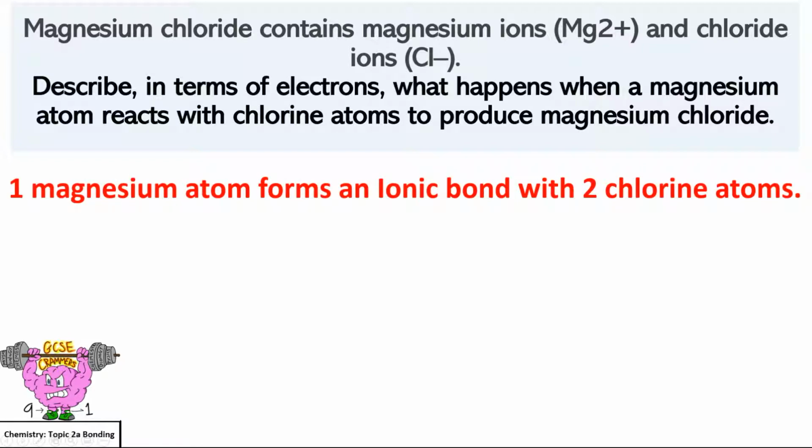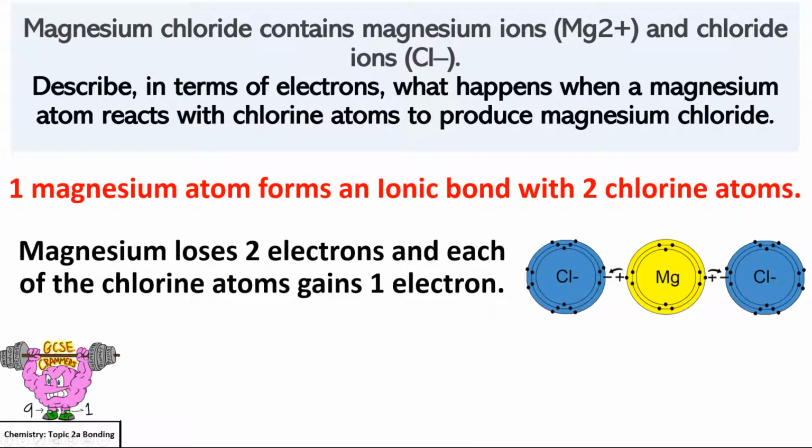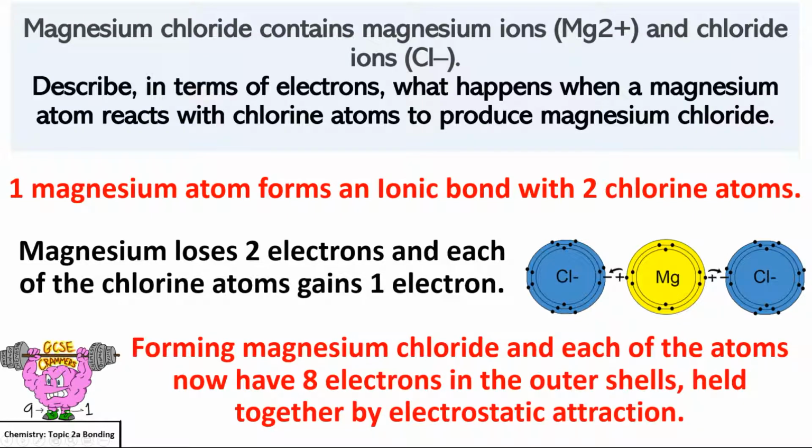One magnesium atom forms an ionic bond with two chlorine atoms. Magnesium loses 2 electrons, and each of the chlorine atoms gains 1 electron, forming magnesium chloride, and each of the atoms now has 8 electrons in the outer shell, held together by electrostatic attraction.